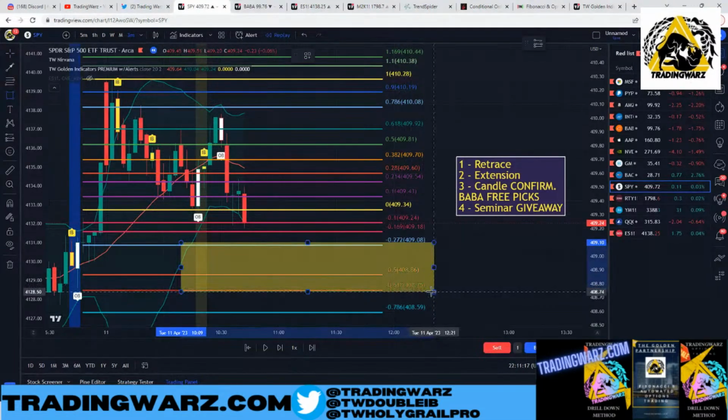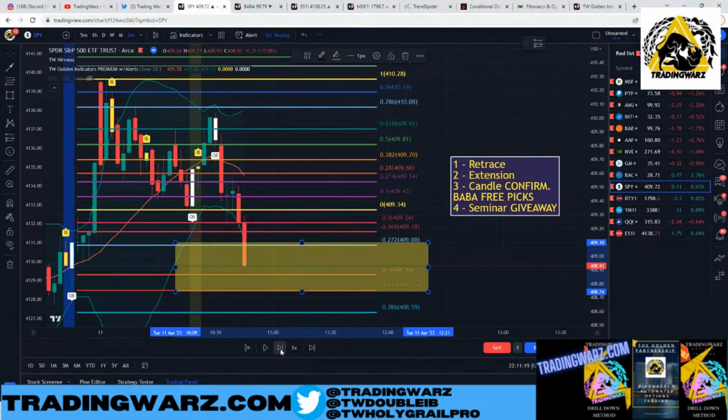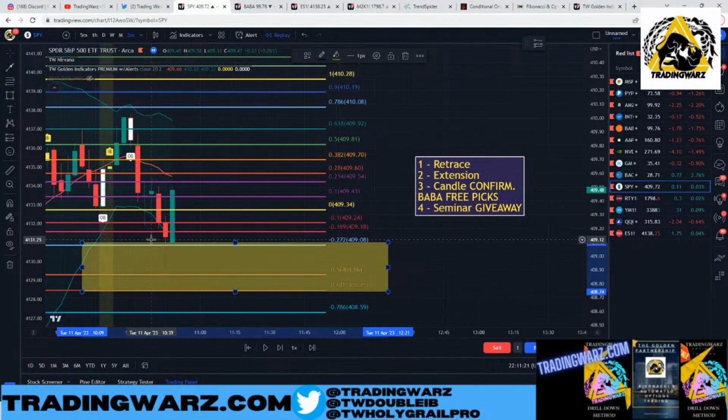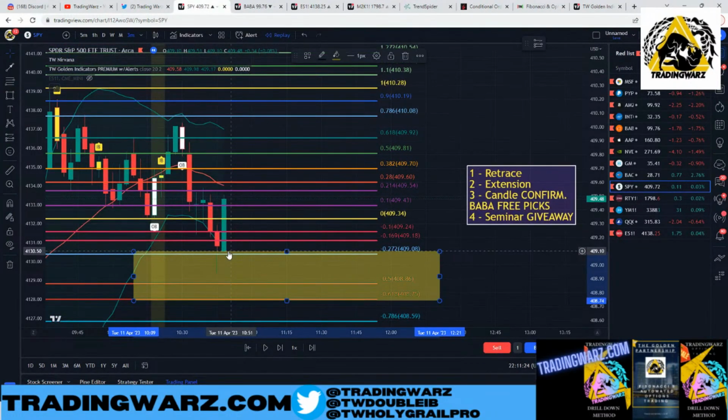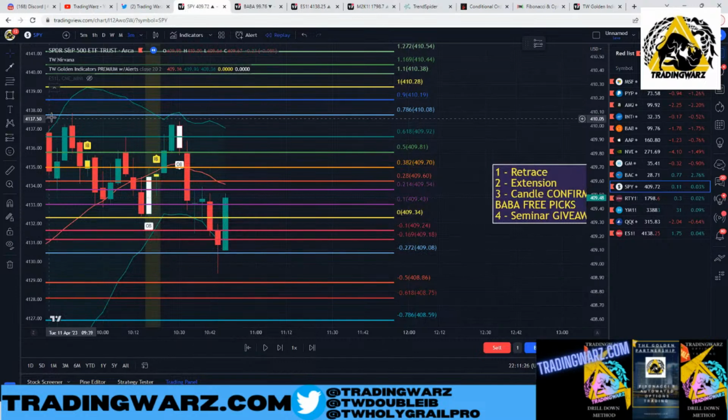Okay, so now let's go ahead and see what happened when we got to the extension area. What was in this bucket here? Let's see what happens. So we come down here, boom. Okay, so right there, what kind of candle is this right here? Look at the long wick, right? This is a hammer candle. So there's your entry right above this high.